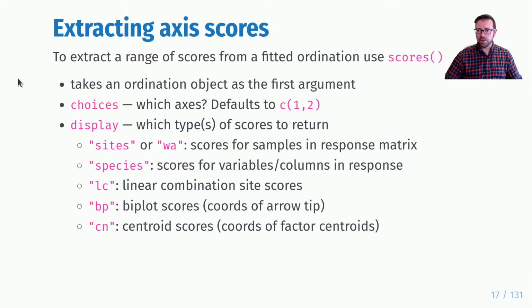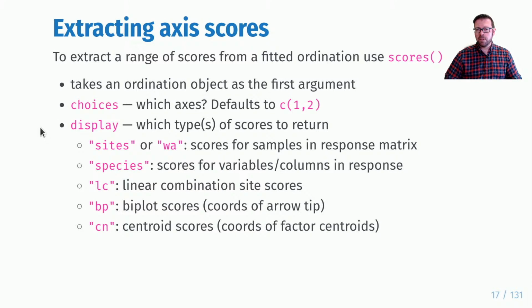Okay, so you give it the ordination model that you fitted. Then you tell it which axes to return. So the choices argument tells it which axes you want, and it defaults to just extracting the first two. Right? And you can extract whichever axes you want. Okay. Then the display argument will control which type of scores get returned.